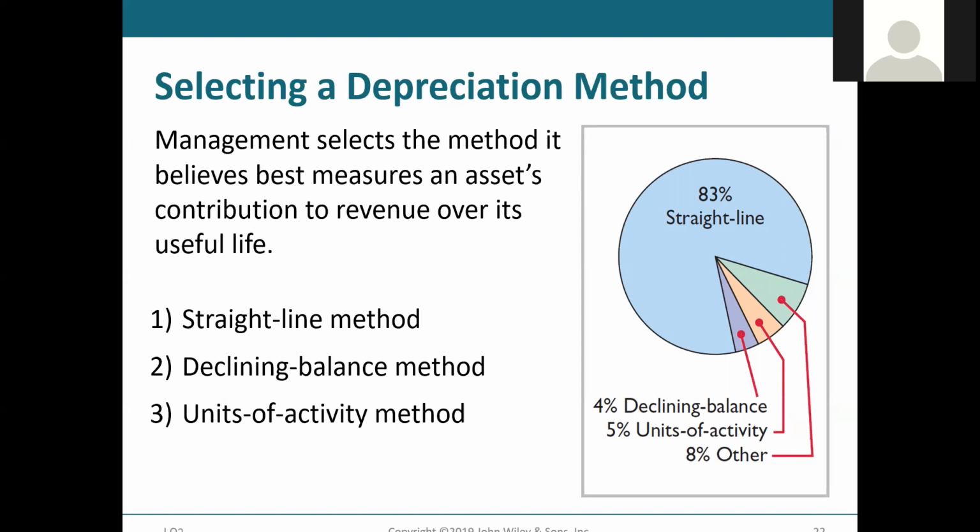The declining balance method, get in the habit, Derek, of calling it double declining balance. Double declining balance, because it's simply double whatever the straight line rate would have been. And we're going to go over that in a little bit. Units of activity, that one you could use for a car. We're going to depreciate it based on how many miles were driven, how many stamps a machine made, okay?